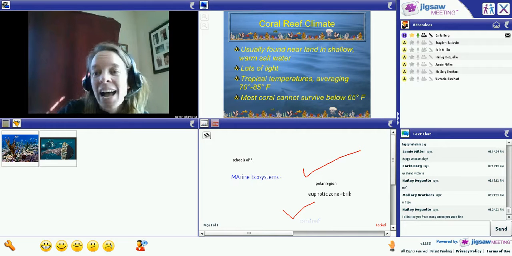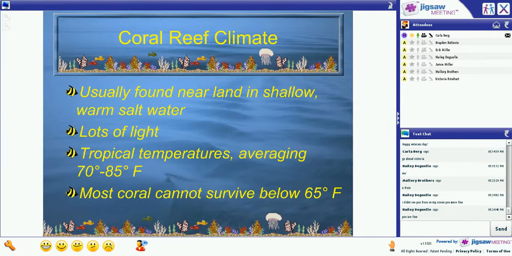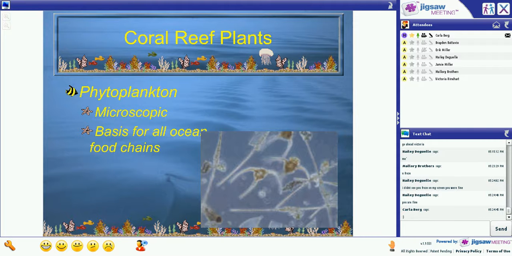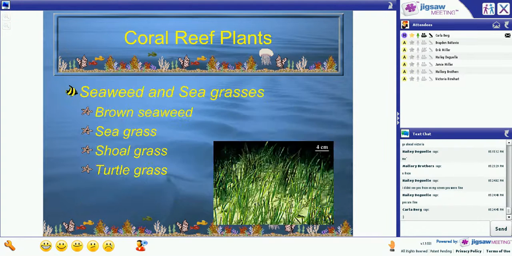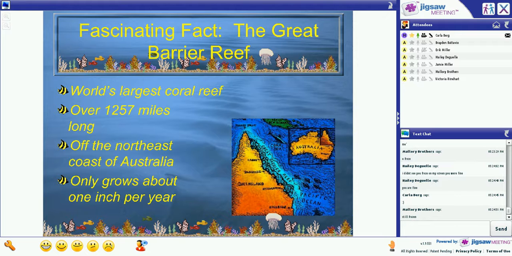Most corals cannot survive below 65 degrees Fahrenheit. Okay, I'm going to skip ahead a little here, and we are going to talk about the Great Barrier Reef, which is the world's largest coral reef.